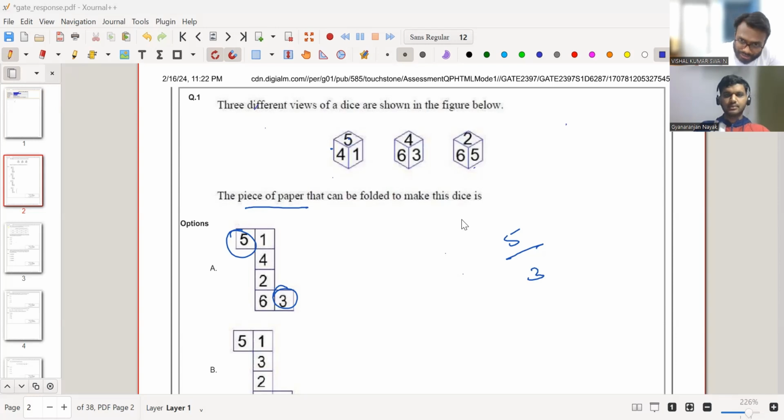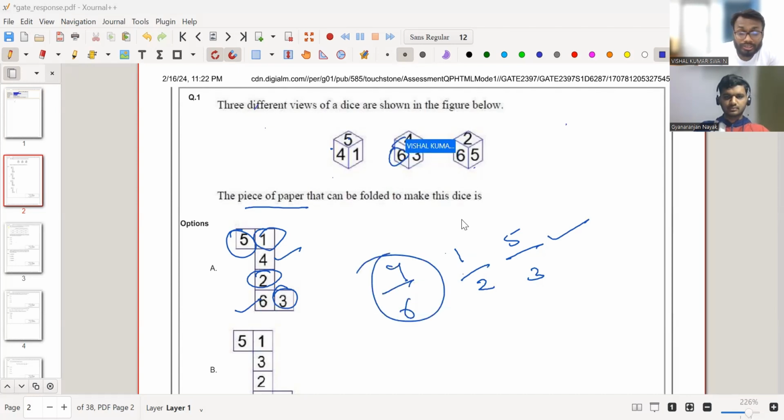So this is opposite, hence fine. Now 1 is opposite to 2, so this one is also correct, and there is no adjacent. Now 4 is opposite to 6. Here the problem arises: 6 is adjacent to 4, so it is not opposite. Hence this option is wrong.